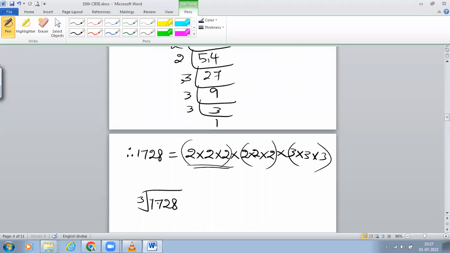In every group, it should be one number 3 times. Here 2 is multiplied 3 times, here also 2 is multiplied 3 times, here 3 is multiplied 3 times. Now in this group I have to take 1 2, in this group 1 2, and in this group 1 3. Now multiply these 3 numbers. 2 into 2 is 4, 4 into 3 is 12. Therefore, the cubic root of 1728 is 12. If you want, you can check: if you multiply 12 3 times, you will get 1728.